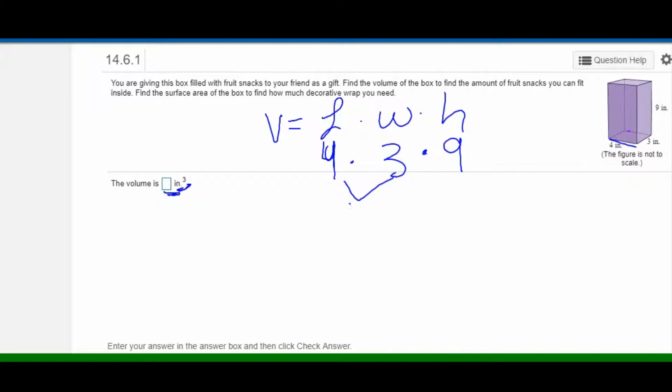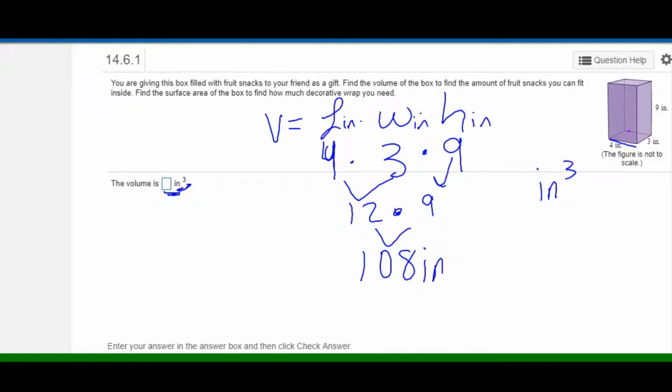So I have 4 times 3, which is 12. And then I have to bring down everything that I didn't use, which is this multiplication sign and this 9. And then I have to multiply 12 times 9, which is 108. And since I have inches times inches times inches, that's going to be inches to the third power. So that's how I end up with volume. How many cubic units? Cubic is to the third power. So I have my volume, which is 108 cubic units.